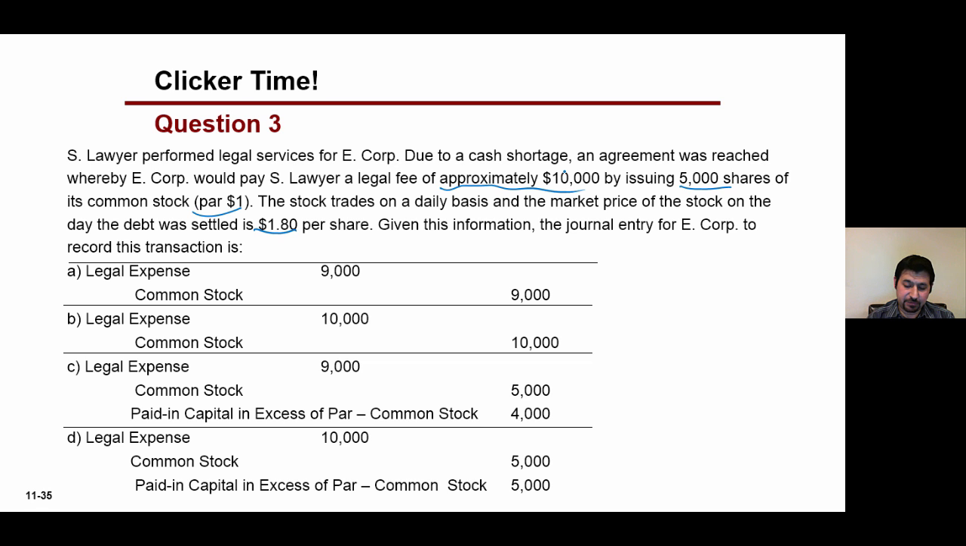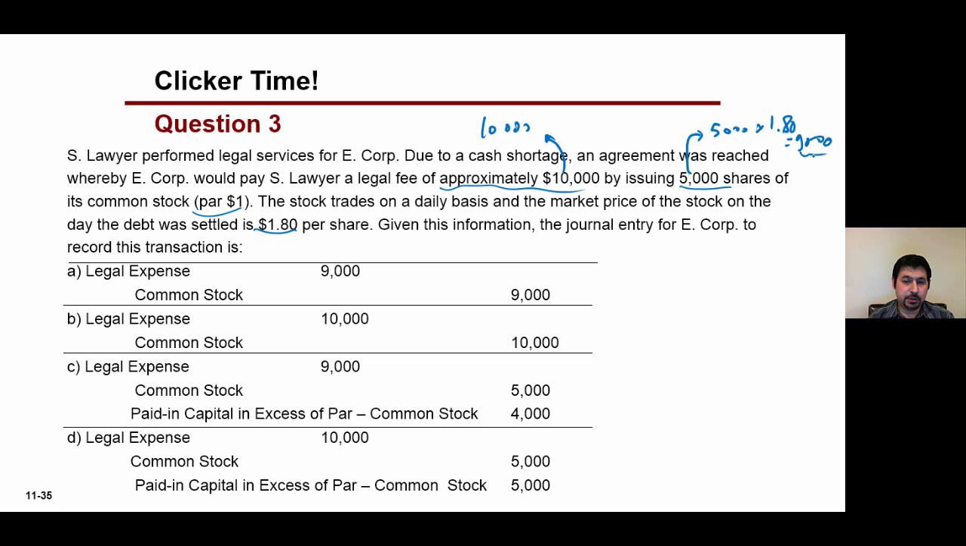Now we have two values. We have 10,000 and we have 5,000 multiplied by the market price, and not par value, which is 1.80. So is it going to be 10,000 or 1.80, which is equal to 9,000? Because it is actively traded, we will take the 9,000.